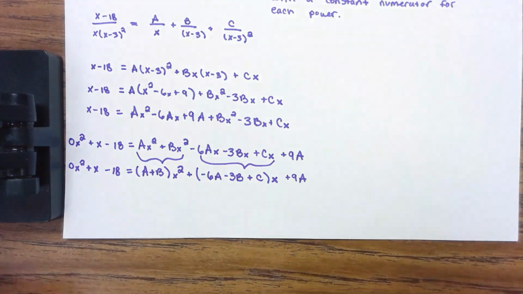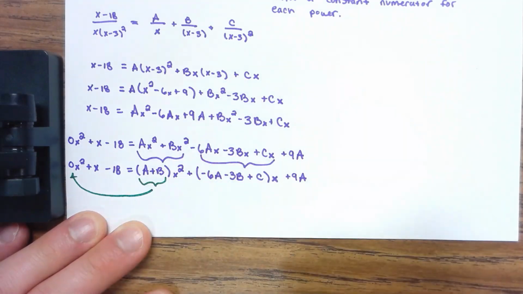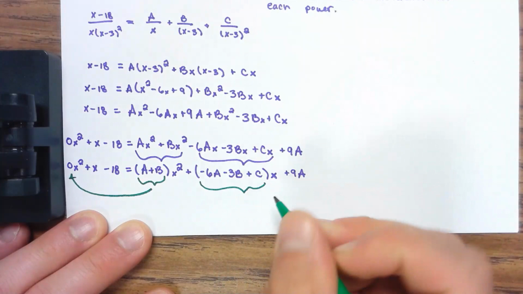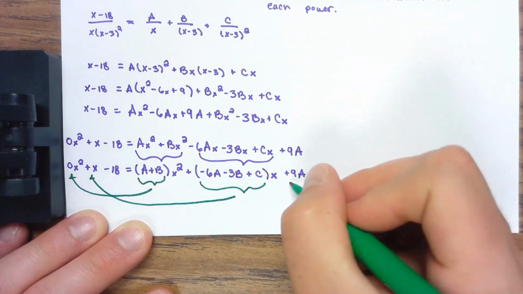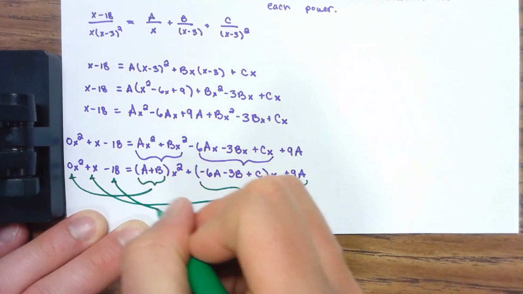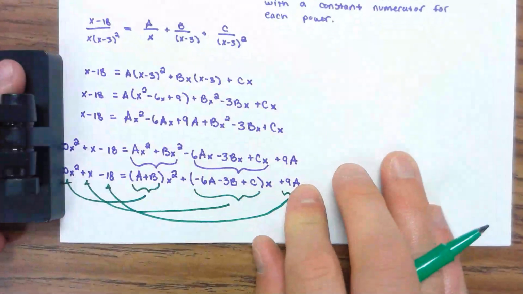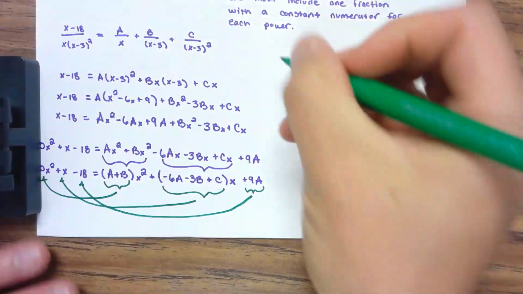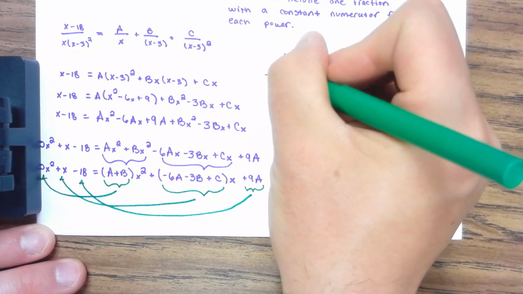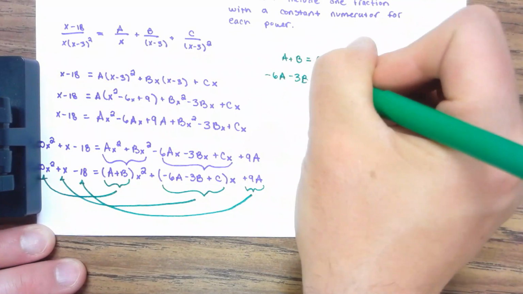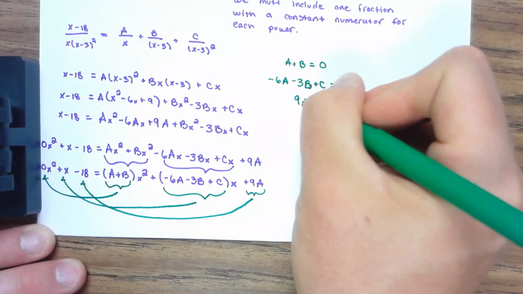And so now a plus b is going to be equal to the coefficient in front of the x squared, which is 0. Negative 6a minus 3b plus c is going to be equal to the coefficient in front of the x, so equal to 1. And then 9a is going to be equal to the constant, which is negative 18. Making our systems a plus b equals 0, negative 6a minus 3b plus c equals 1, and then 9a equals negative 18.